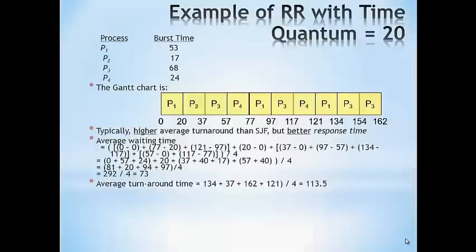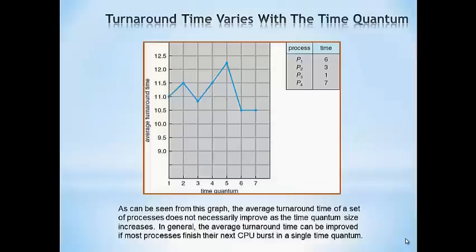turnaround time. Next, we have a graph showing the variation of turnaround time with the time quantum. As can be seen from this graph, the average turnaround time of a set of processes does not necessarily improve as the time quantum size increases. In general, the average turnaround time can be improved if most processes finish their next CPU burst in a single time quantum.